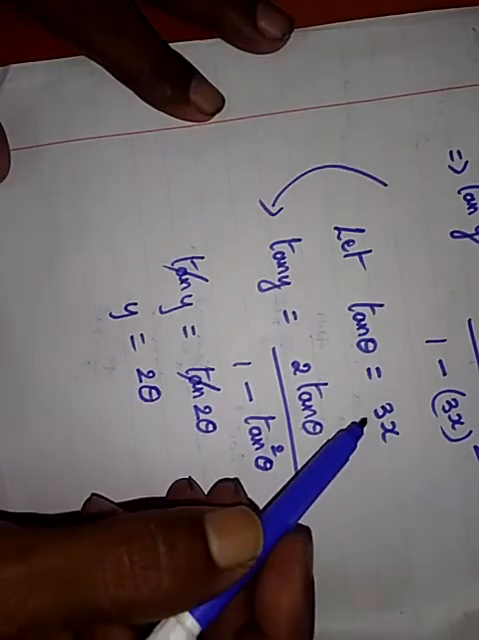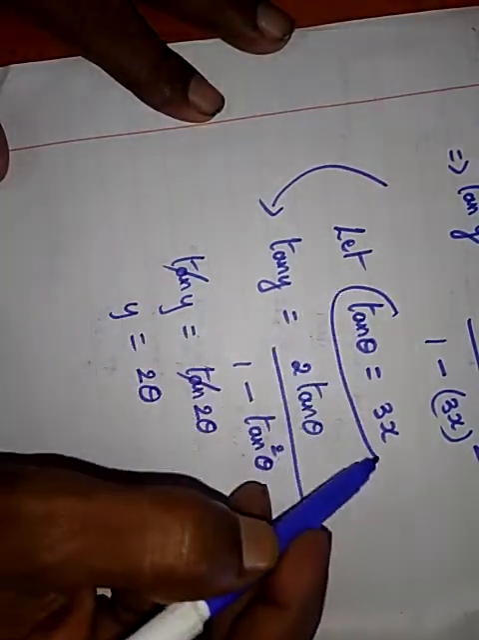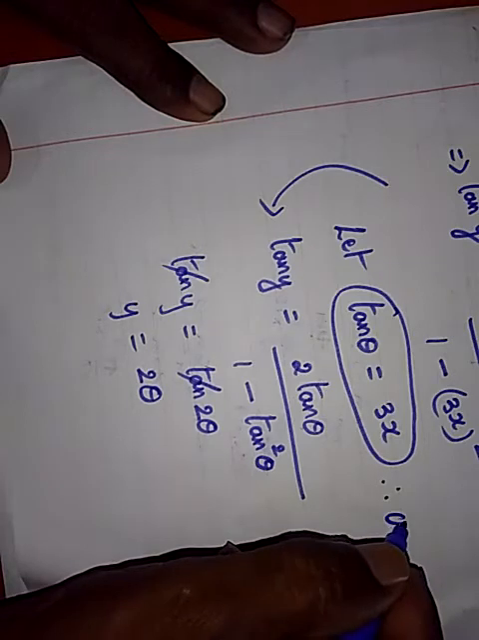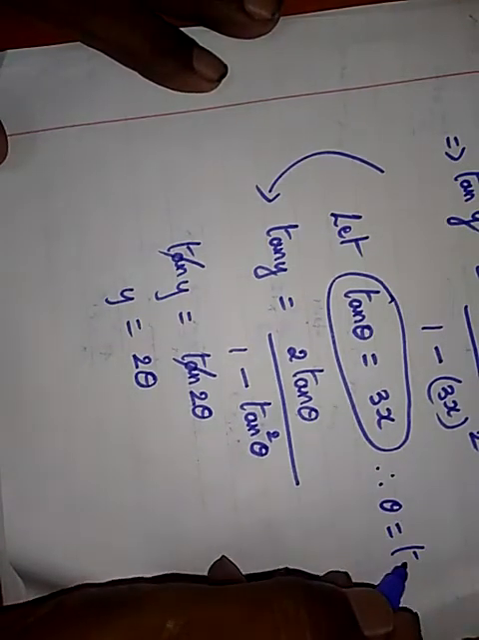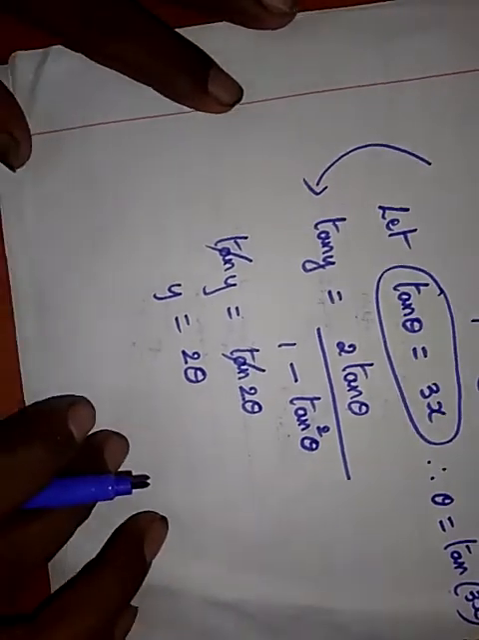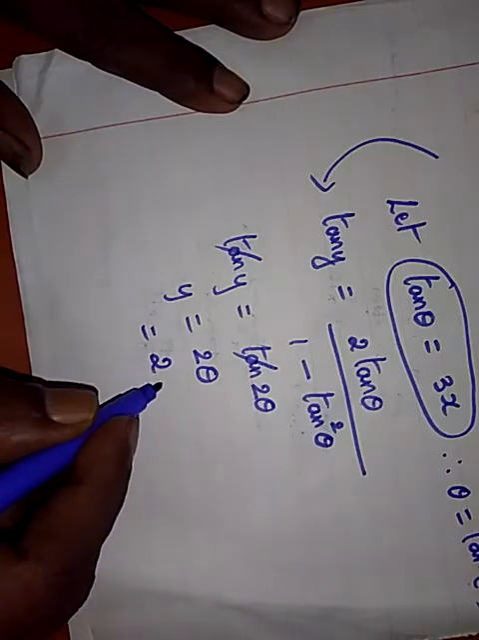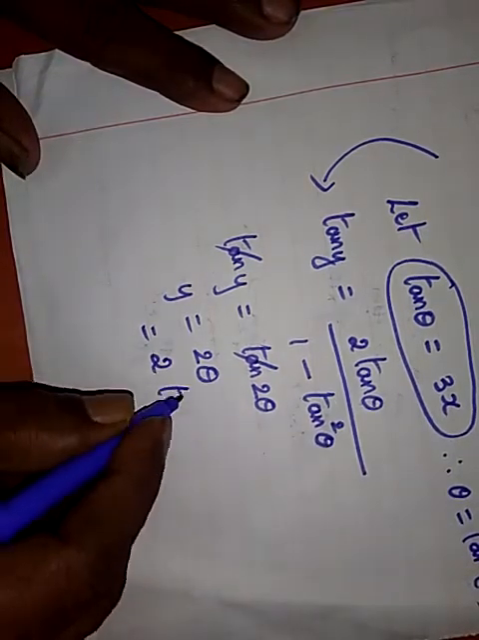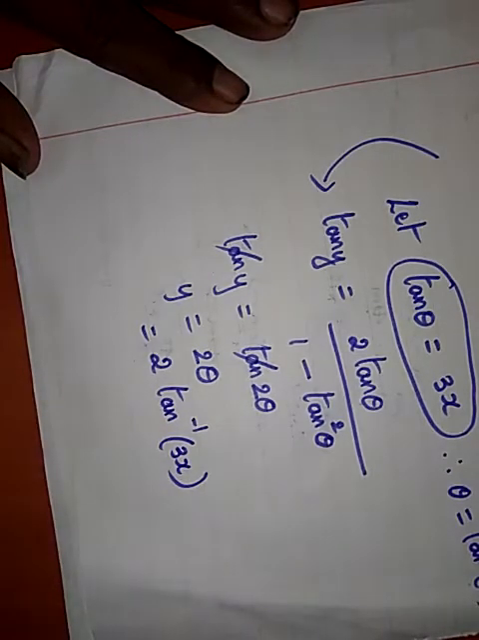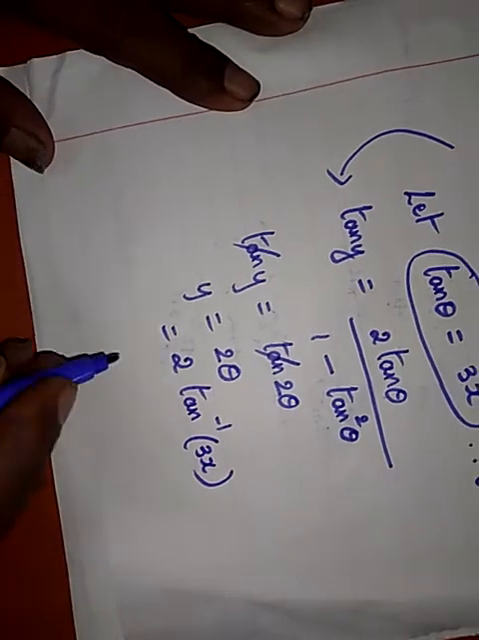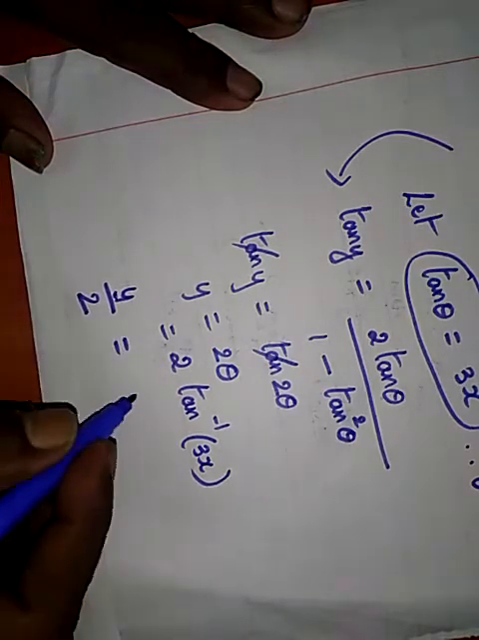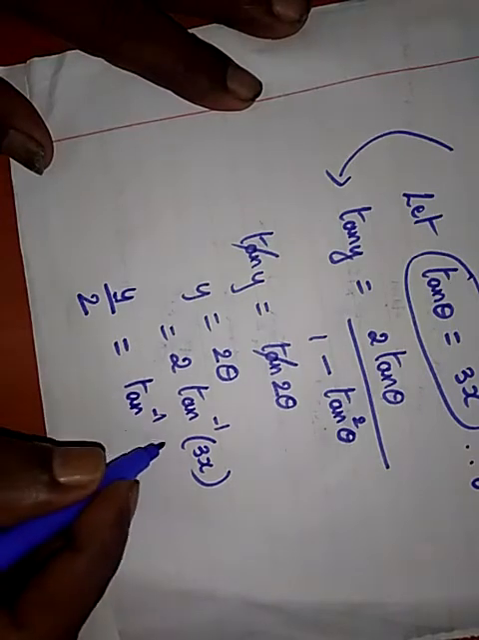So from this relation we have tan theta is equal to 3x. Therefore theta is equal to tan inverse of 3x. So in the place of theta you substitute tan inverse of 3x. Okay. Now bring this 2 to this side. So it will become y by 2, which is equal to tan inverse of 3x.